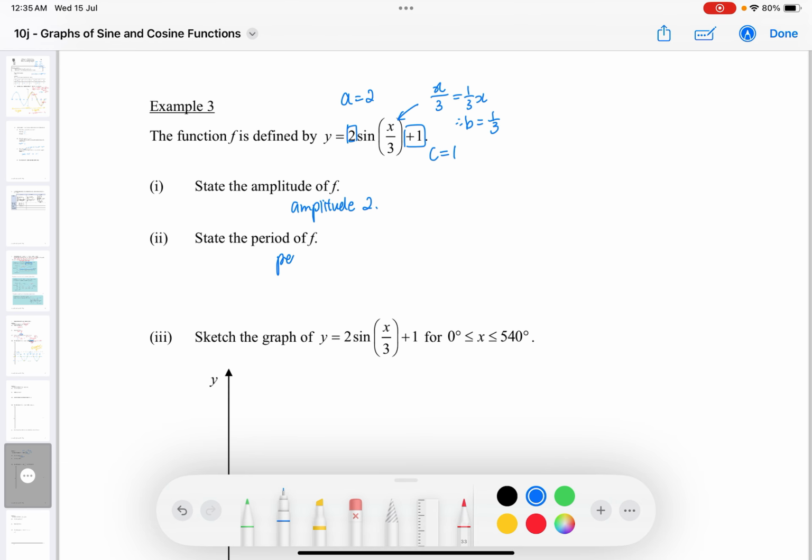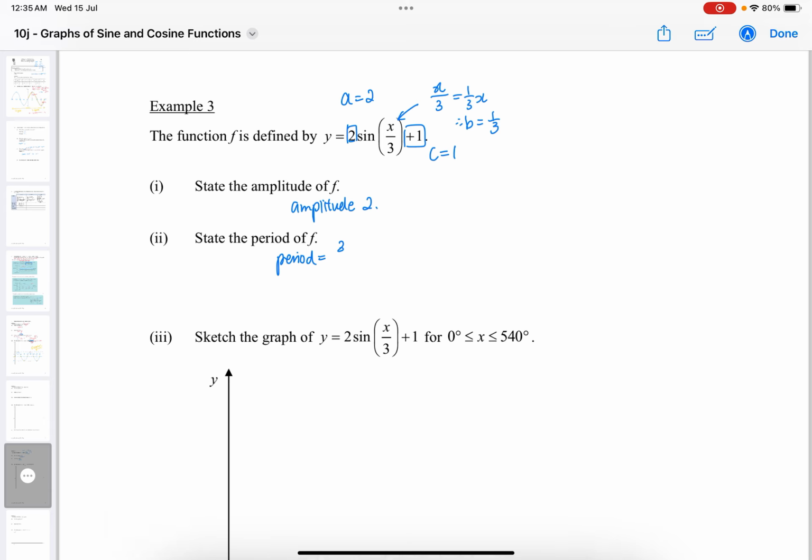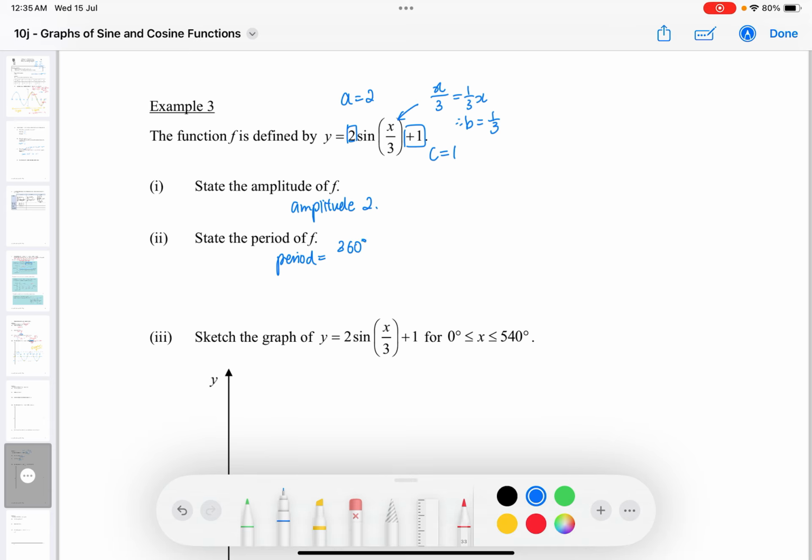Our period is given by 360 degrees divided by 1/3. The formula is that. Divide by 1/3, so it's 360 degrees times 3 over 1. Keep, change, flip. And that gives us 1080 degrees. Which means that one period of this graph is huge, super stretched, 1080.